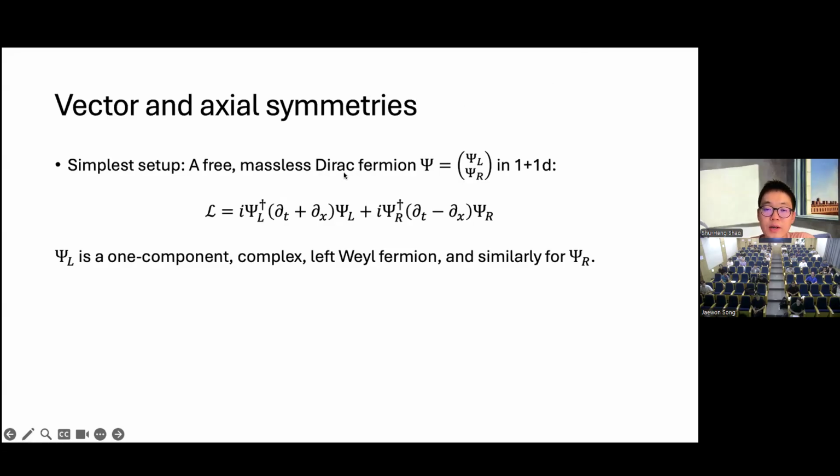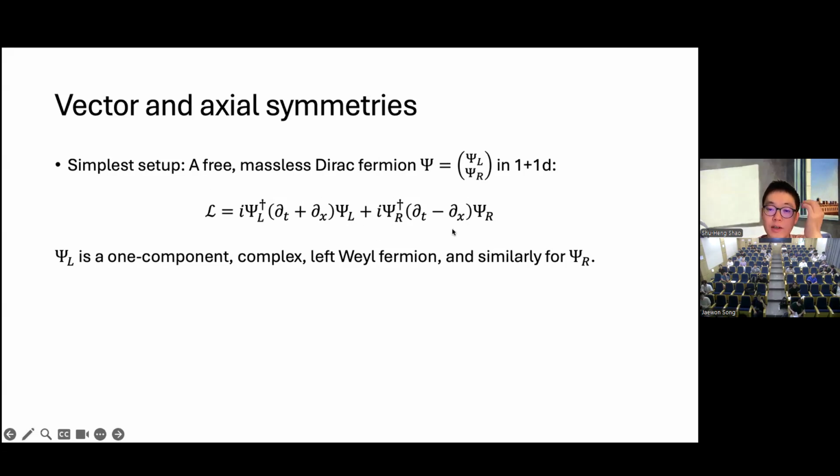So a free Dirac fermion in 1 plus 1D has two components, psi left and psi right. Each one of them is a complex Weyl fermion. So psi left is a one component complex left-moving Weyl fermion. Psi right is a one component complex right-moving Weyl fermion. These are two different kinds of Weyl fermions in 1 plus 1D. They are distinct representations of the 1 plus 1D Lorentz group. And the Lagrangian is given by this.